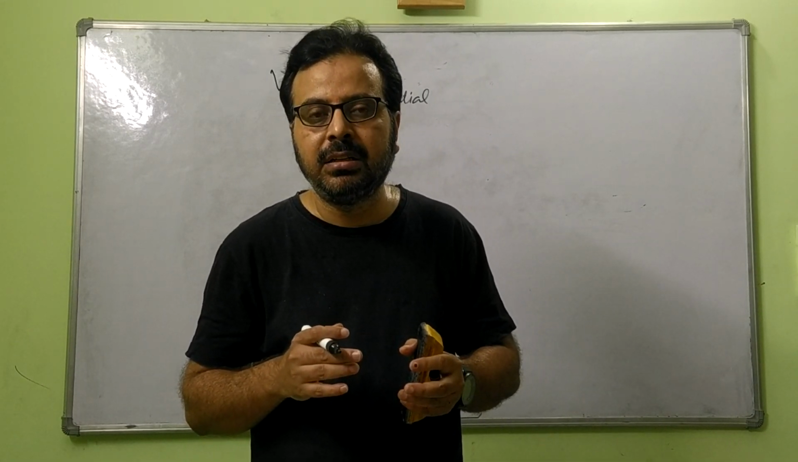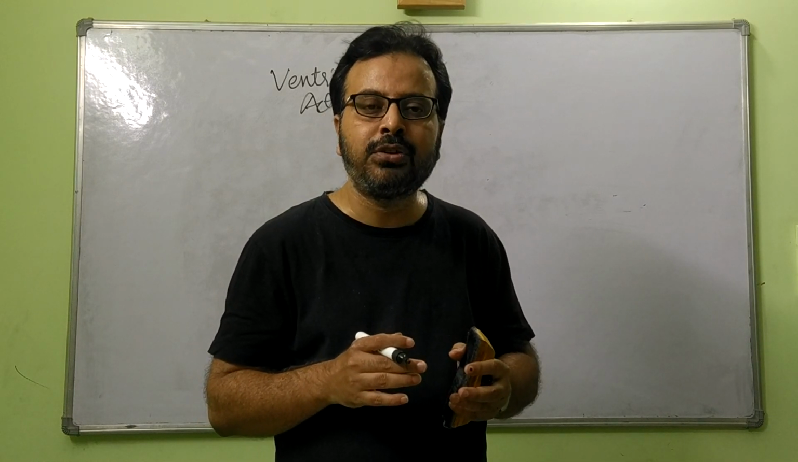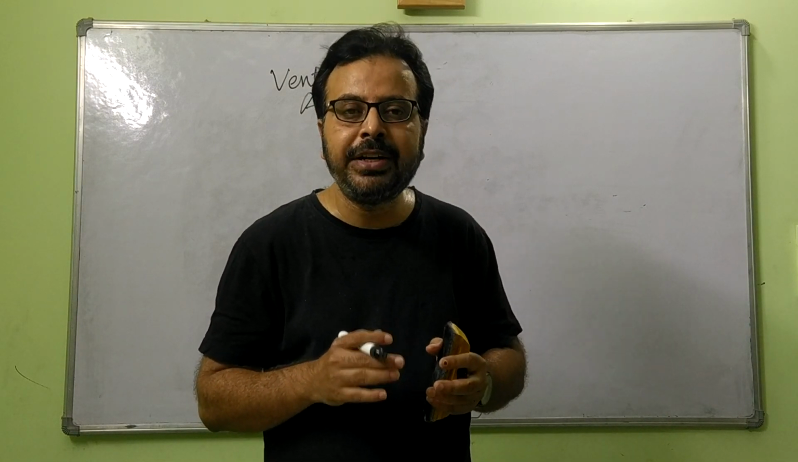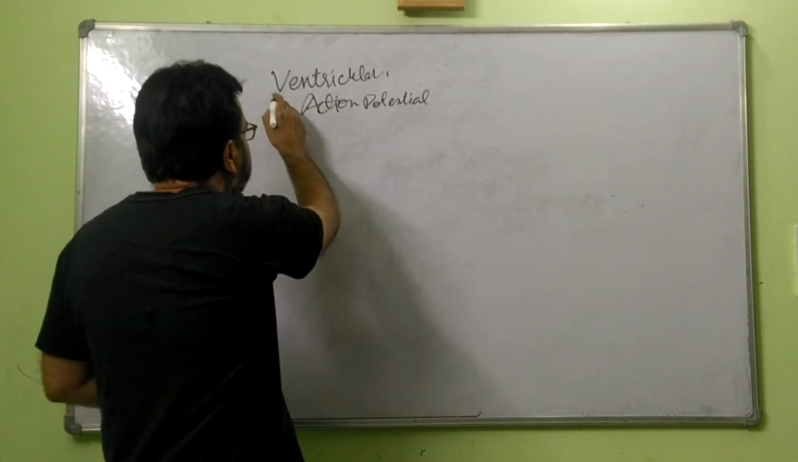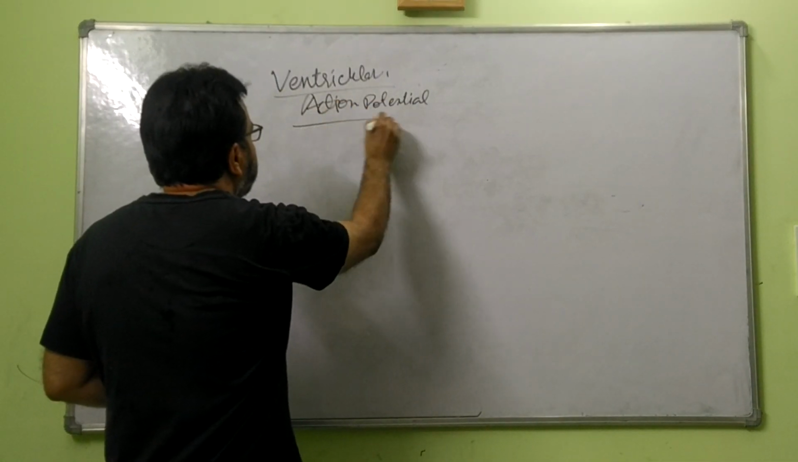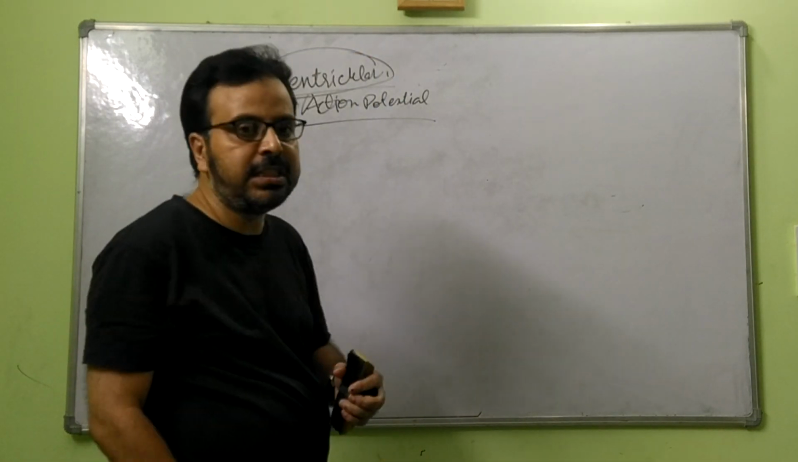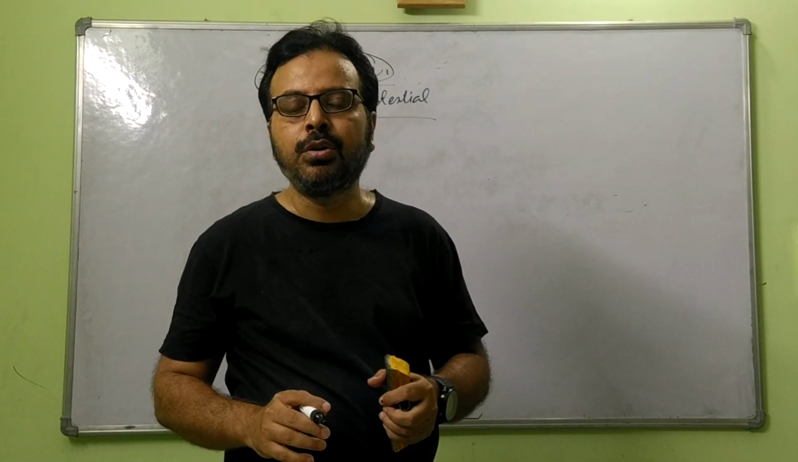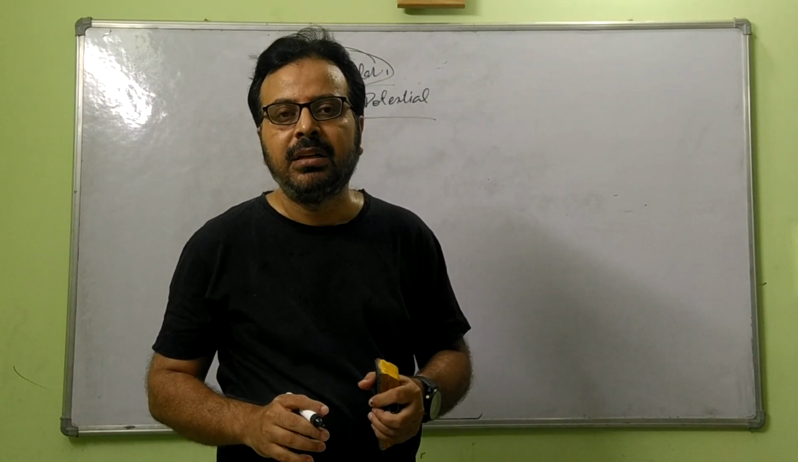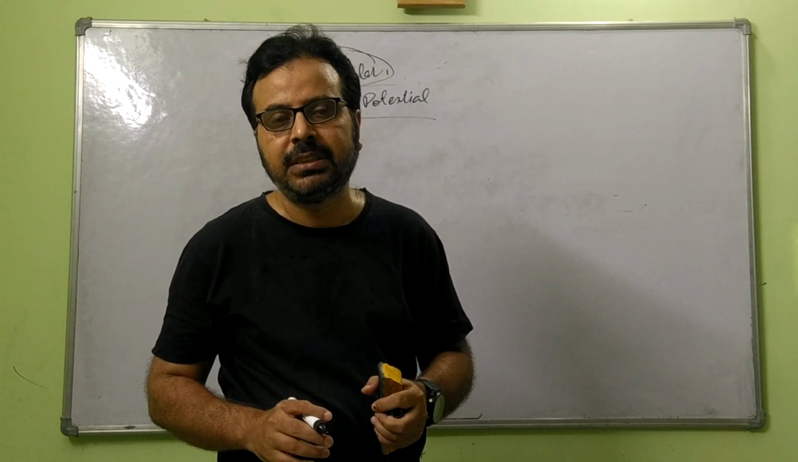Let us start first today with an electrocardiophysiology topic, that is ventricular action potential. So this ventricular action potential is something related with the ventricle. It's a part of the heart. It's actually the pumping part of the heart. Pumping part of the heart means the heart is meant for pumping actually.